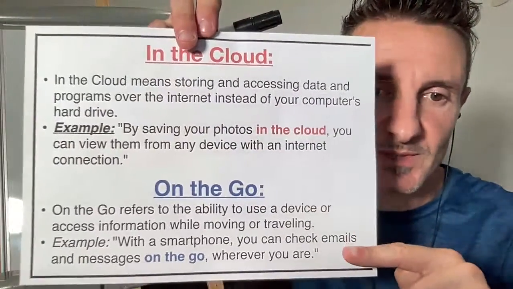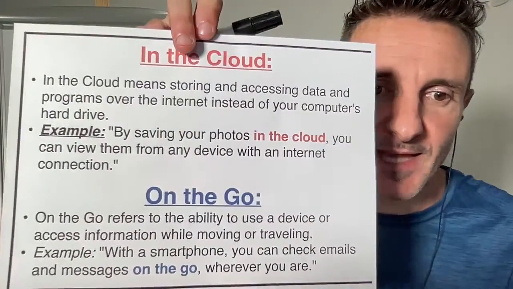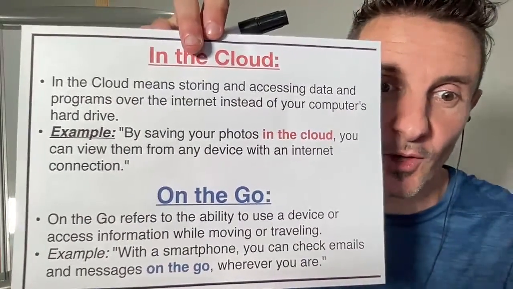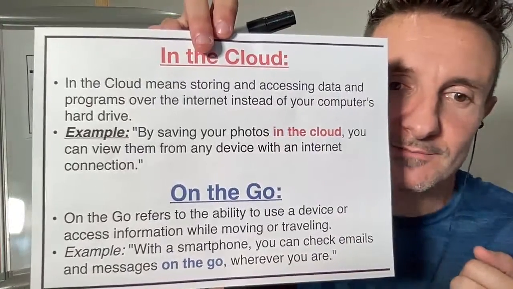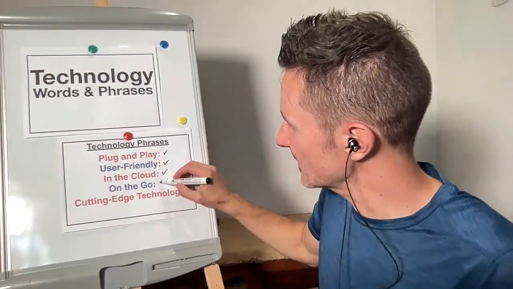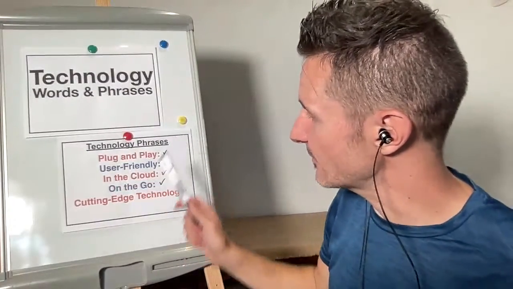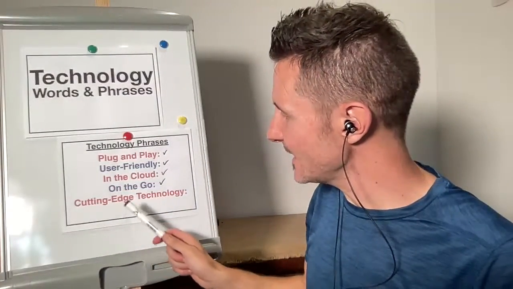And here is the example sentence. With a smartphone, you can check emails and messages on the go, wherever you are. Okay, so I'm sure that one is clear. That's an easy one to understand. So we've covered on the go, which means we've got one more technology phrase, cutting edge technology.